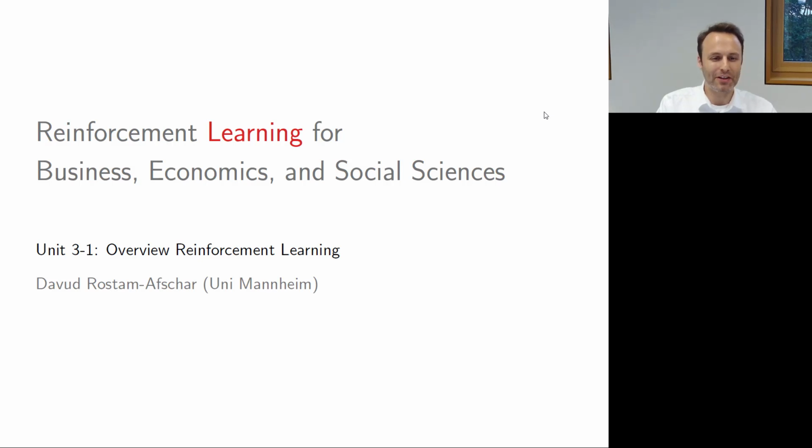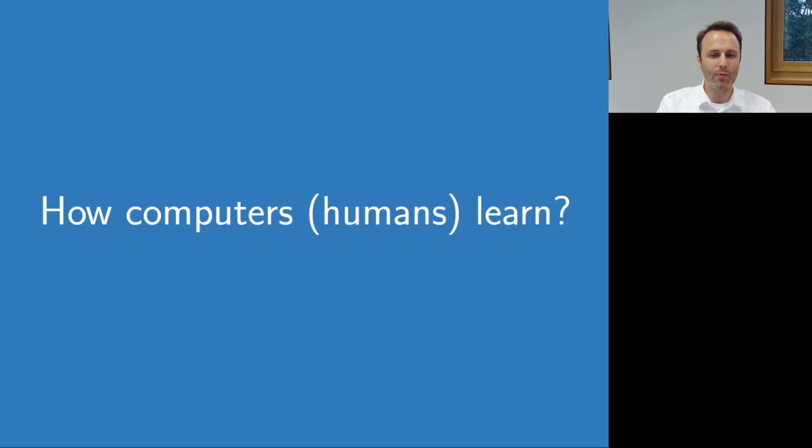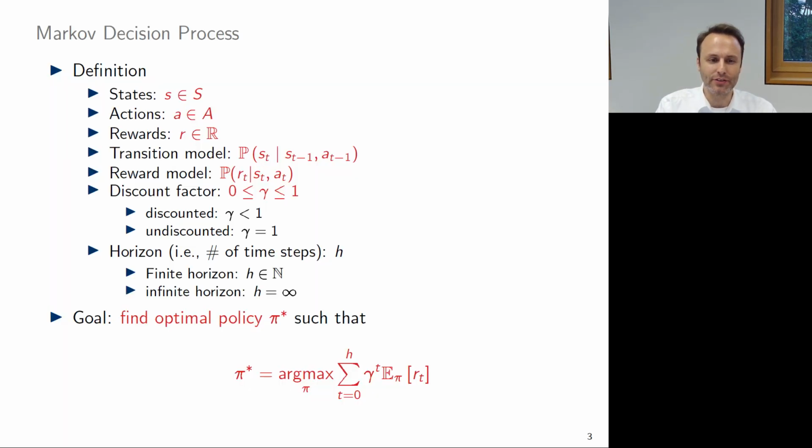Welcome everyone to this session on reinforcement learning, and now we're gonna learn how computers actually do learn, and perhaps also humans. We have seen the Markov decision processes, and those have a couple of components. They have states denoted by S, actions denoted by A, rewards denoted by R, and a transition model, a reward model, and discount factor between 0 and 1, the horizon that can be finite or infinite.